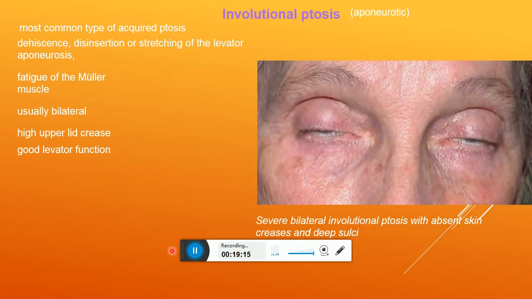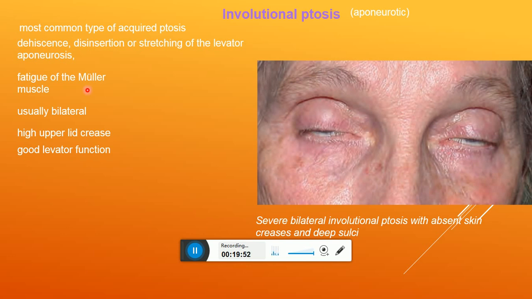Another one is involutional ptosis or aponeurotic ptosis. It is an age-related condition, and it is caused by what? Dehiscence, disinsertion, or stretching of the levator aponeurosis, limiting the transmission of force from the normal levator muscle to the upper lid. Due to fatigue of the Muller muscle, it frequently worsens towards the end of the day, and it can sometimes be confused with ptosis secondary to myasthenia.